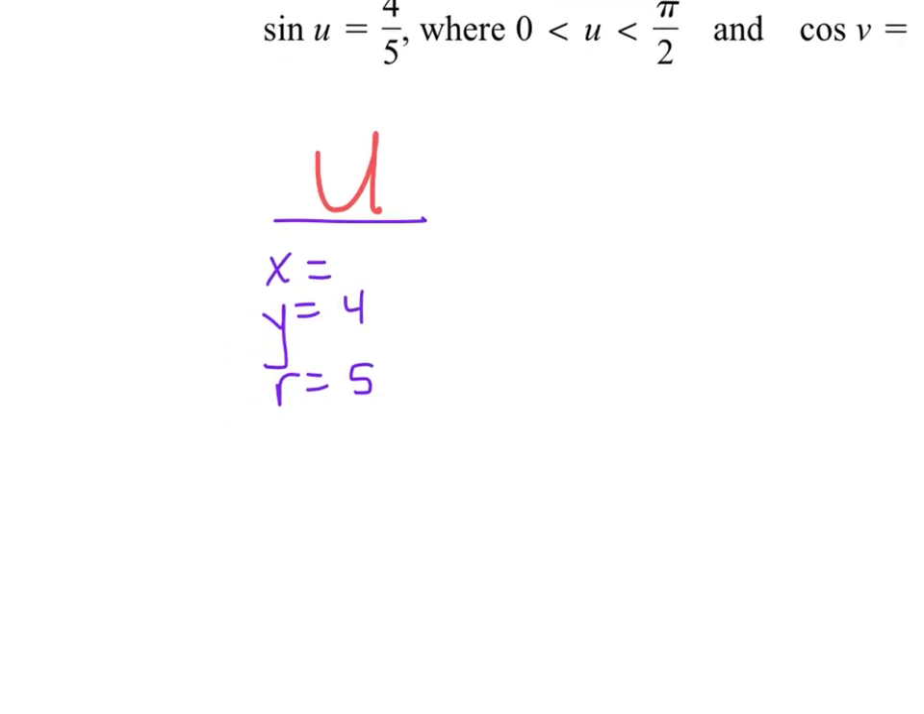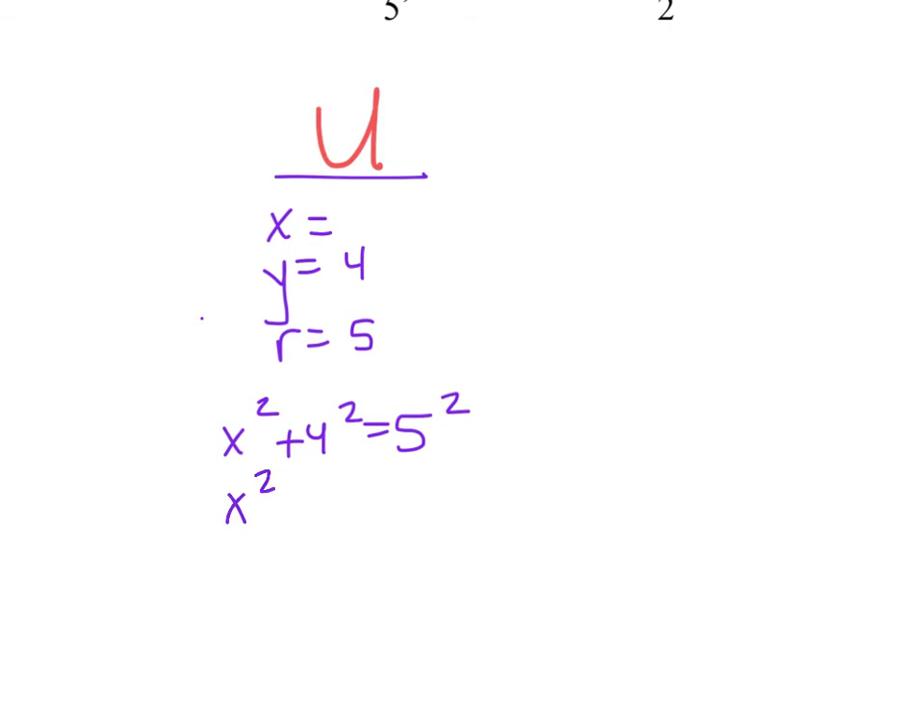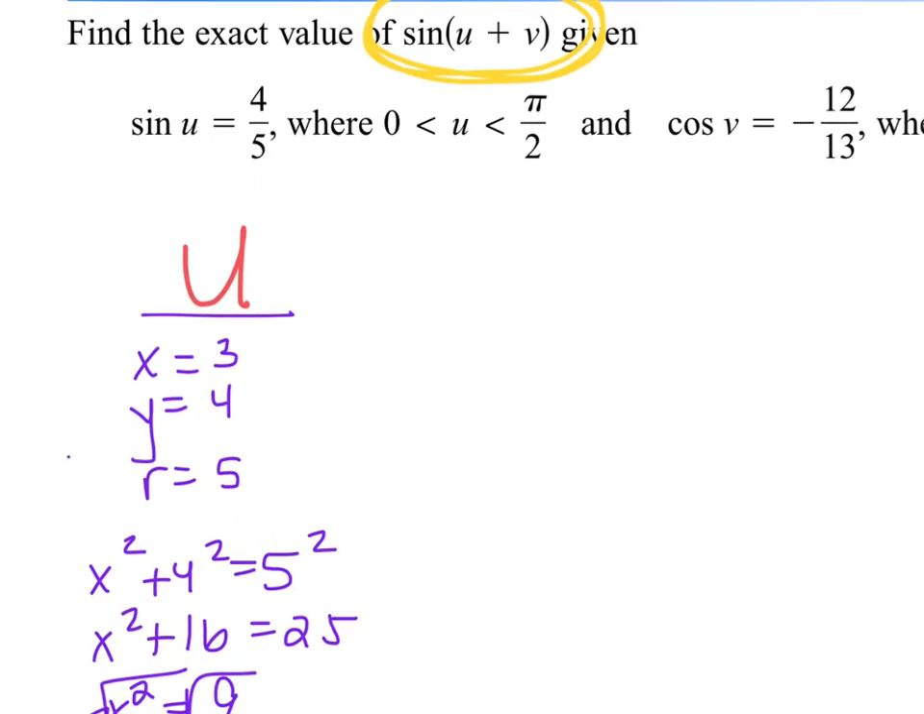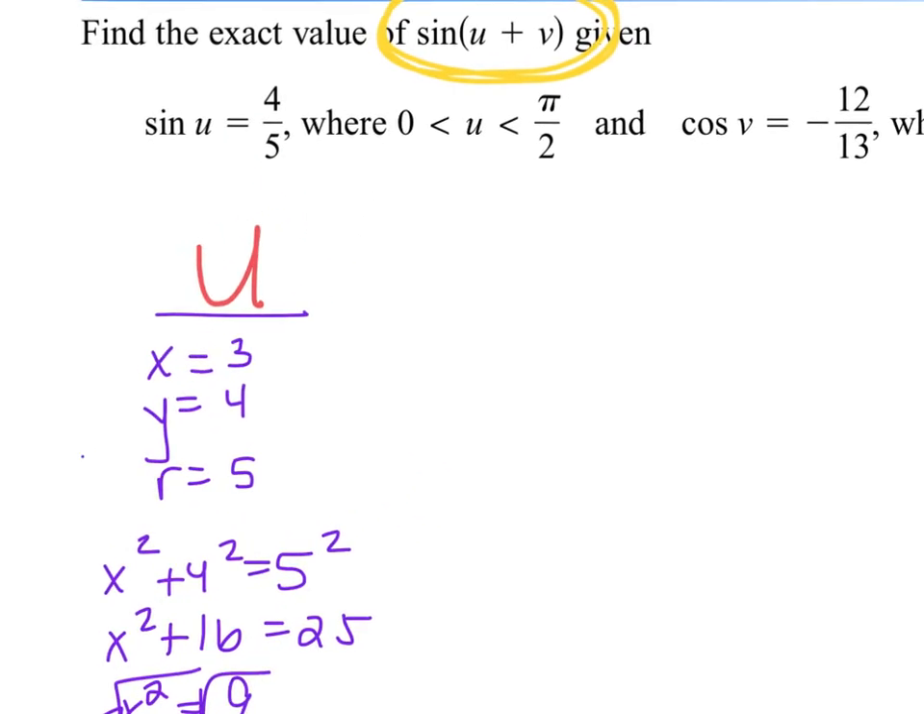Pythagorean theorem, okay. Got scared for a second. We're going to use our Pythagorean theorem. So x squared plus 4 squared equals 5 squared. x squared plus 16 equals 25. x squared equals, what's 25 minus 16? 9. Take the square root. What does my x equal? 3.